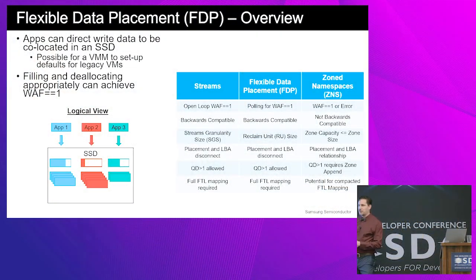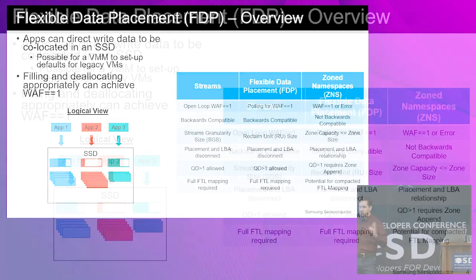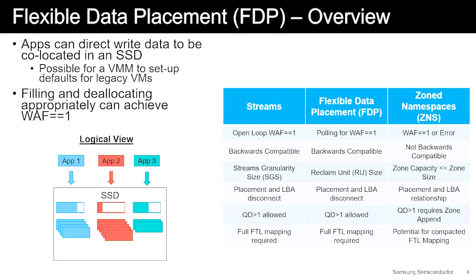For those of you that are not familiar with flexible data placement, or FDP, here's a small overview. It compares well to streams and ZNS. I think mostly this is assumed background, so I don't need to go through this too much. The idea is that you could set up perhaps several applications and provide separated data so that it's stored separated and maintained separated is a possible solution there.